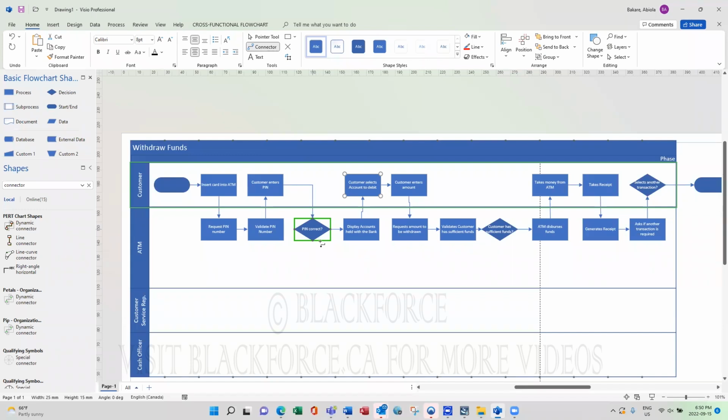That may be an opportunity for several types of improvement. But it's one of the things you need to watch out for: a decision diamond or a decision that has only one outcome.